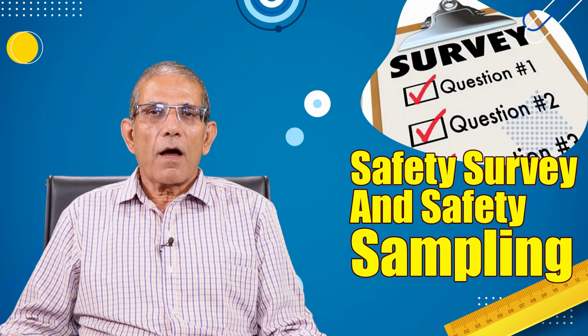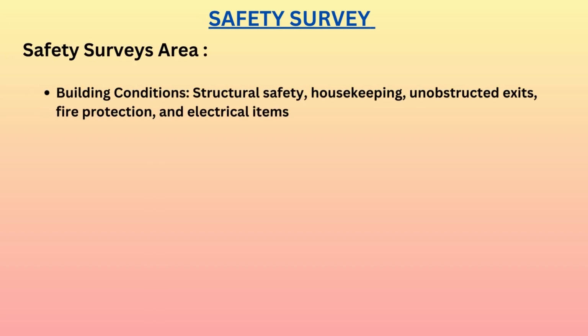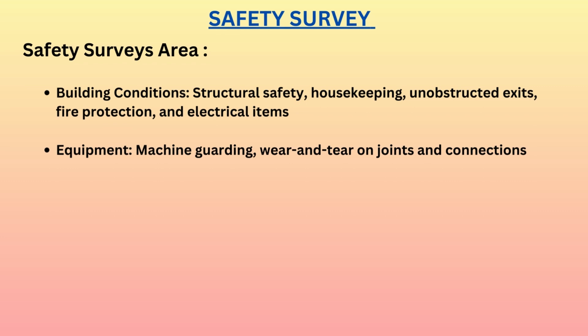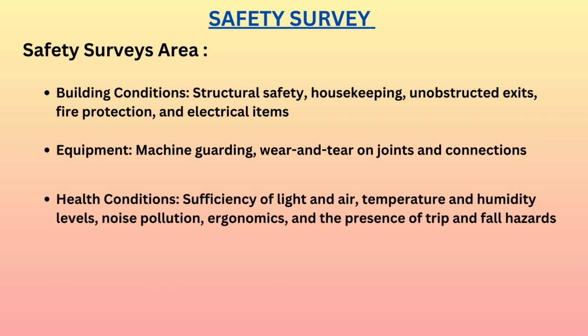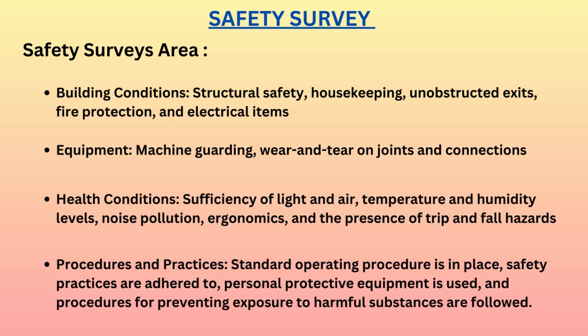Safety survey areas include building conditions, structural safety, housekeeping, unobstructed exits, fire protection, and electrical items that can be checked. Then, as far as equipment, machine guarding, wear and tear of joints and connections, health conditions, sufficiency of light and air, temperature and humidity levels, noise pollution, ergonomics, and presence of trip and fall hazards, etc. The procedures and practices: whether the standard operating procedure is in place or not, whether safety practices are adhered to, and whether personal protective equipment is used.